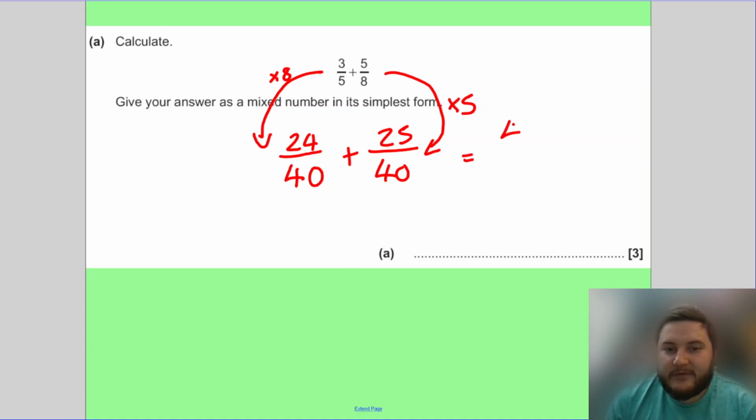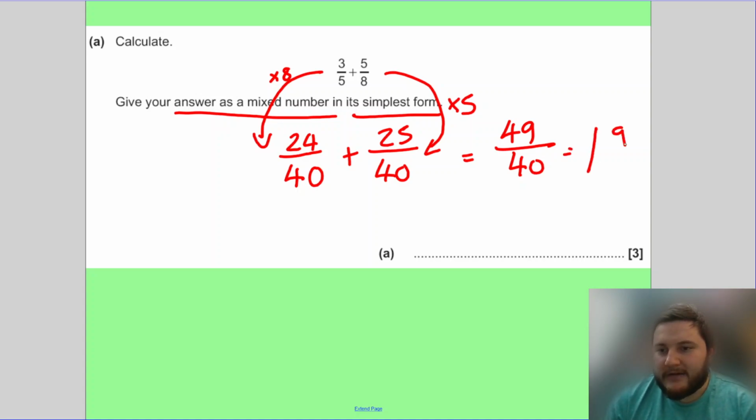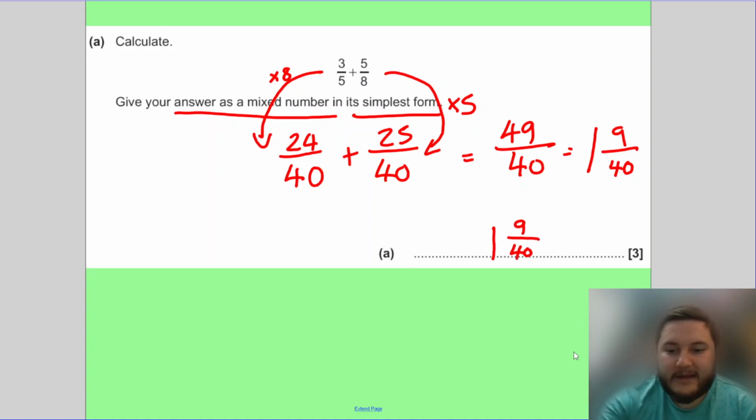And this is going to add up to 49 over 40. And then it says give your answer as a mixed number in its simplest form. So when you add these together, you get this. Well, this is the same as 1 and 9 over 40. And that is in its simplest form, because the only numbers that go into 9 are 1, 3 and 9. And 3 doesn't go into 40, neither does 9. So this is going to be 1 and 9 over 40, like that.